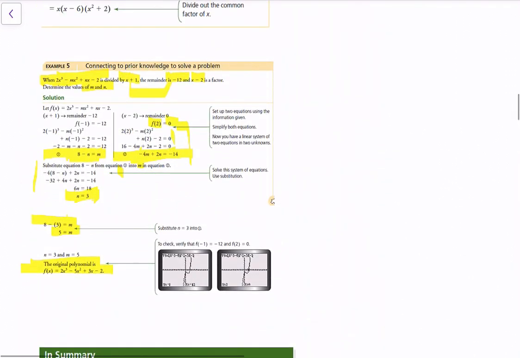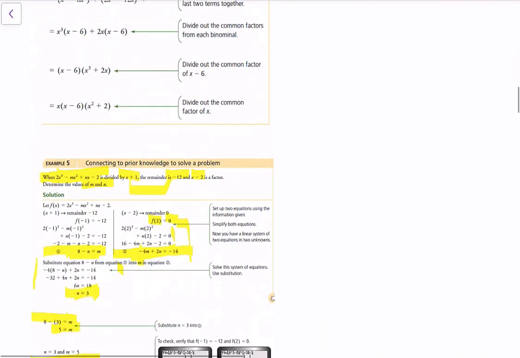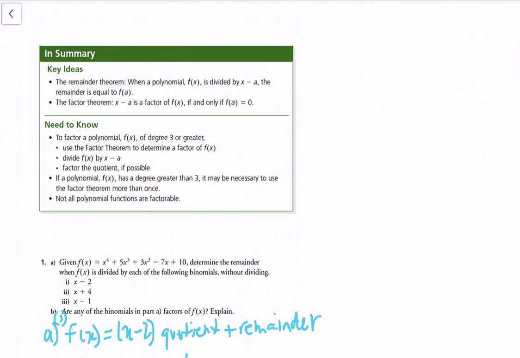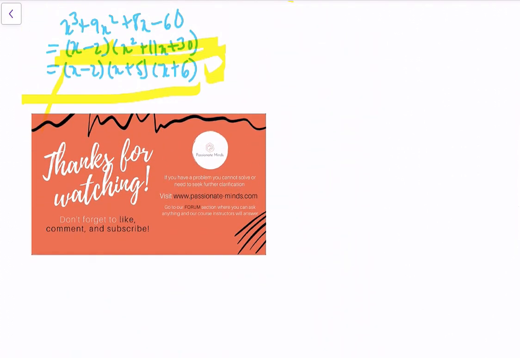So in this section, we learned more about polynomial factoring. We looked at some examples. Try and get familiar with the factor theorem and the remainder theorem. Those are really important. It'll make your life a lot easier when you're factoring, and you can find answers a lot faster. So with that, thank you for watching.